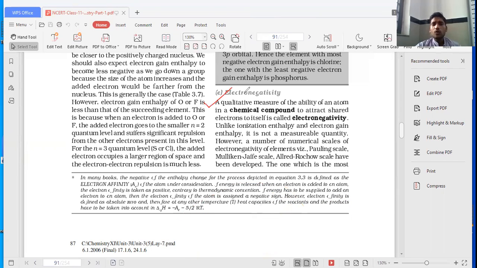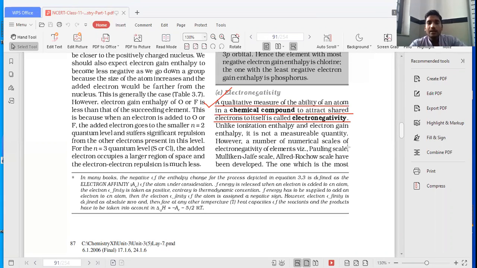See beta, electronegativity is a qualitative measure of the ability of an atom in a chemical compound to attract the shared electrons to itself. Why am I saying that it is a qualitative measure? Because we are not measuring it in some quantity, right? We don't know how much tendency an atom has to attract the shared pair of electrons. We don't have any unit for this. That's why it is a qualitative measure.